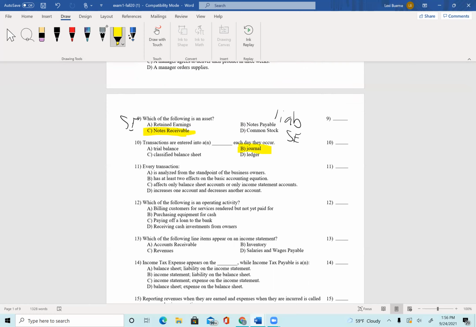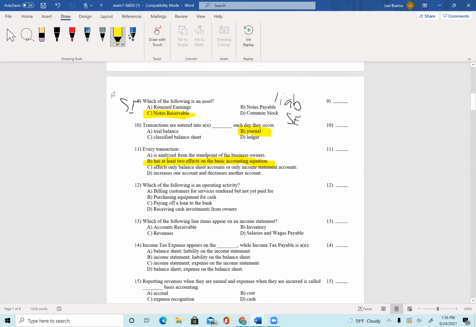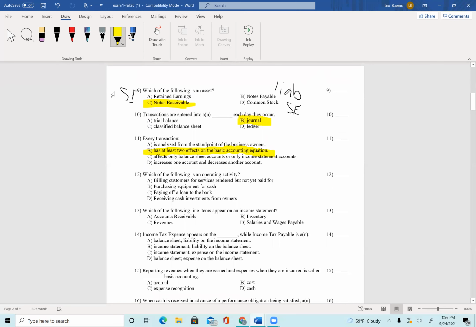Every transaction has at least two effects on the basic accounting equation. So basically, a transaction has to do one thing to balance out the other. So that's why it's always going to have two effects. It could have more than two, just like we did in that other journal entry where it had equipment, cash, and accounts payable or notes payable, because it could have more than one to balance it out, but it has to have at least two to balance. Which of the following is an operating activity? So an operating activity is a normal course of business. So it would just be billing customers for services rendered.